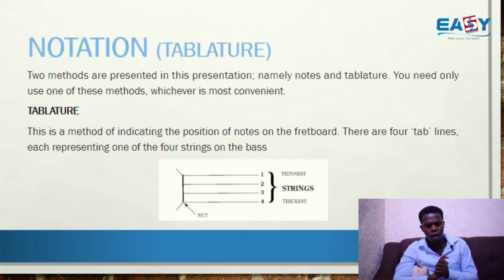Basically, in music, we have two methods in which we can present notes, specifically for bass guitarists. We have one that is tablature and another one that is music notation. The tablature is a way of representing the fretboard and indicating the position. This method indicates the position of a note on the fretboard.